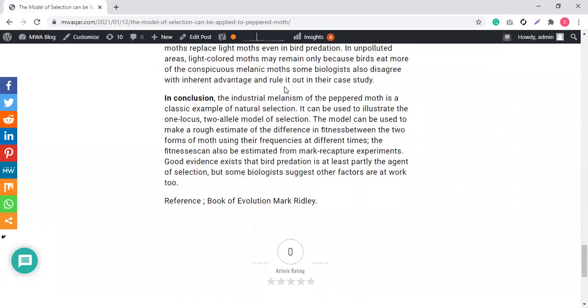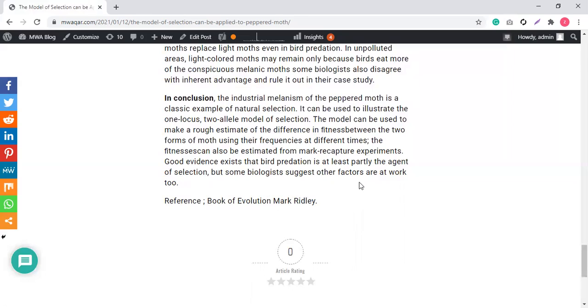So the conclusion is the industrial melanism of the peppered moth is a classic example of natural selection. It can be used to illustrate the one locus two allele model of the selection. The model can be used to make a rough estimate of the difference in the fitness between the two forms of moth using their frequencies. We did this in the first attempt at different times. The fitness can also be estimated from the mark recapture experiment that we studied in the second point. Good evidence exists that bird predation is at least partly the result of selection that we studied in the third point, but some biologists suggest other factors are at work too.